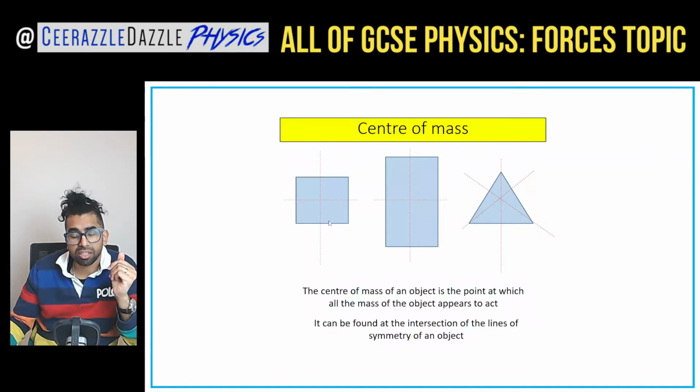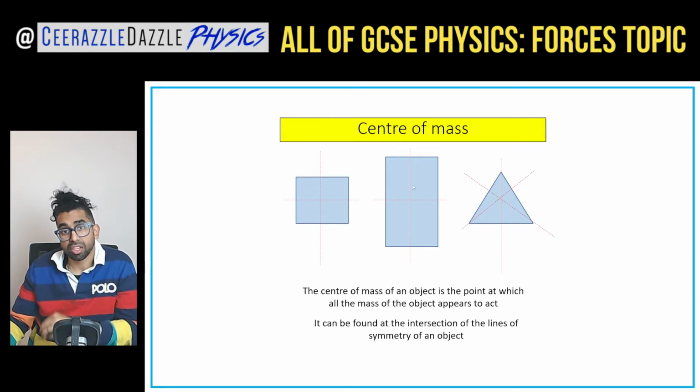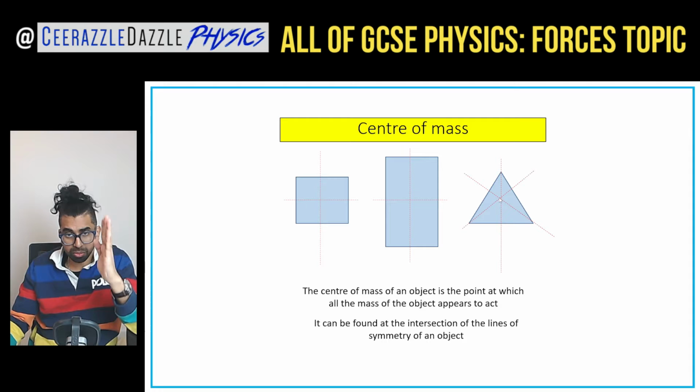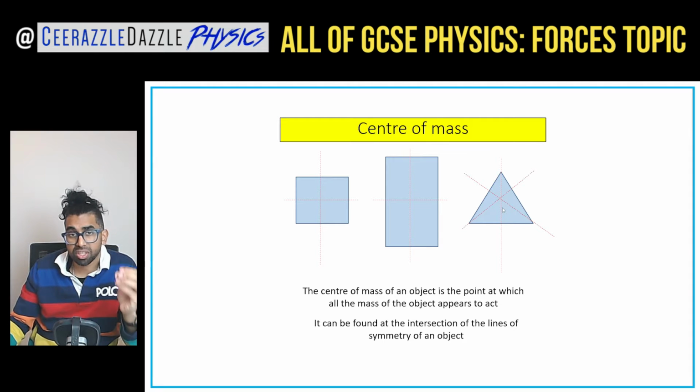The center of mass is simply the point at which all the mass appears to act. So if I give you this square, we can quickly find it by going along the axis of symmetry over here and over there. As you can see, they cross, and therefore the center of mass is going to be right bang in the middle over here. So for this one, it's over there, and for this one, you can see it crosses, so the center of mass will be at this point over here. So when you find the lines of symmetry, where they all intersect, that's where the center of mass can be found.